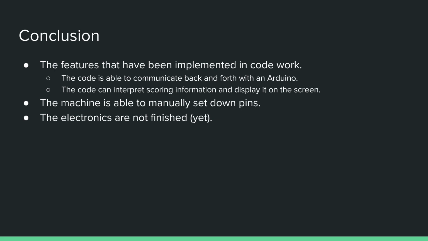So, in conclusion, everything that I've tried to implement in the code works pretty well. Specifically, the commands work great. That was the biggest thing I wanted to get done. And it's able to display some basic scoring information, a basic scoring interface. Also, the engineering component is able to set down pins. I just don't have a way for the two to interact yet, with wires. So that is the status of my project so far.